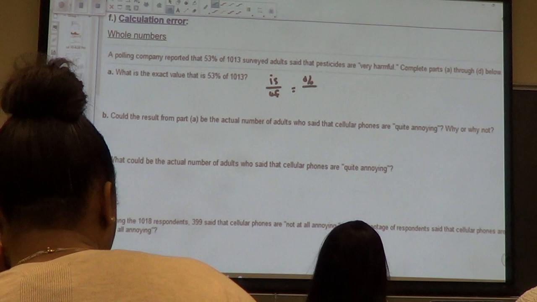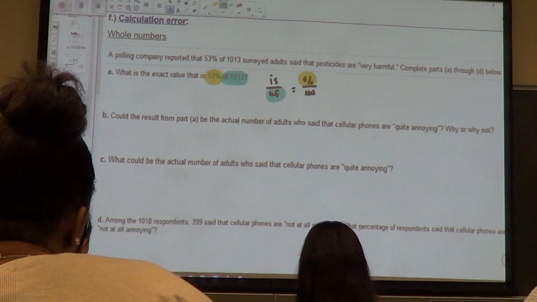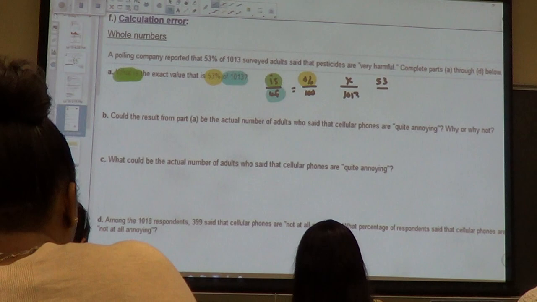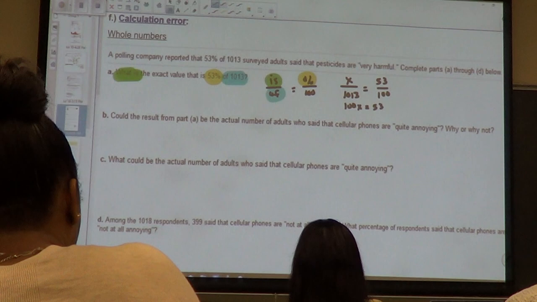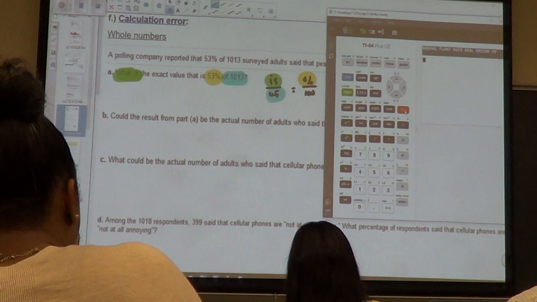This is your percent. This is next to the word of. And then it says, what is? So that means your is what you don't know. So what is 53% of 1013, and your percent is always over 100. And you're going to do exactly what we did before. You're going to do your cross multiplication, so 100x equals 53 times 1013, and then you're going to divide both sides by 100. So 53 times 1013 divided by 100.